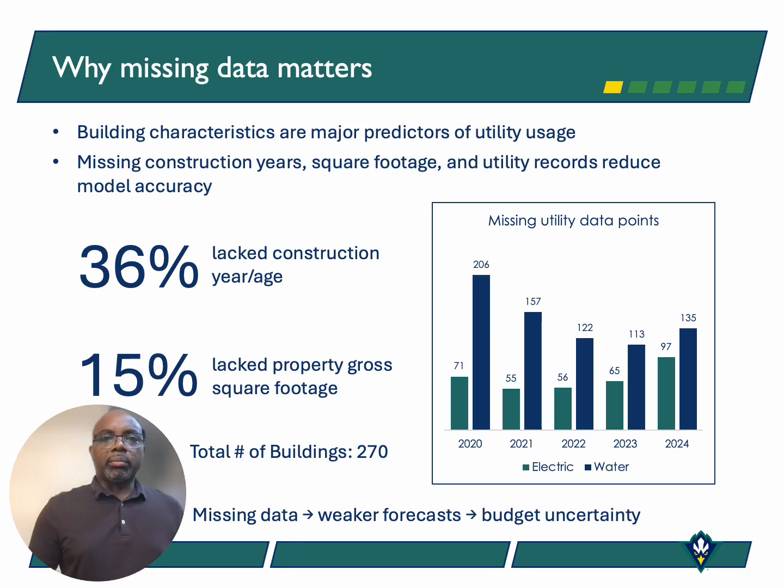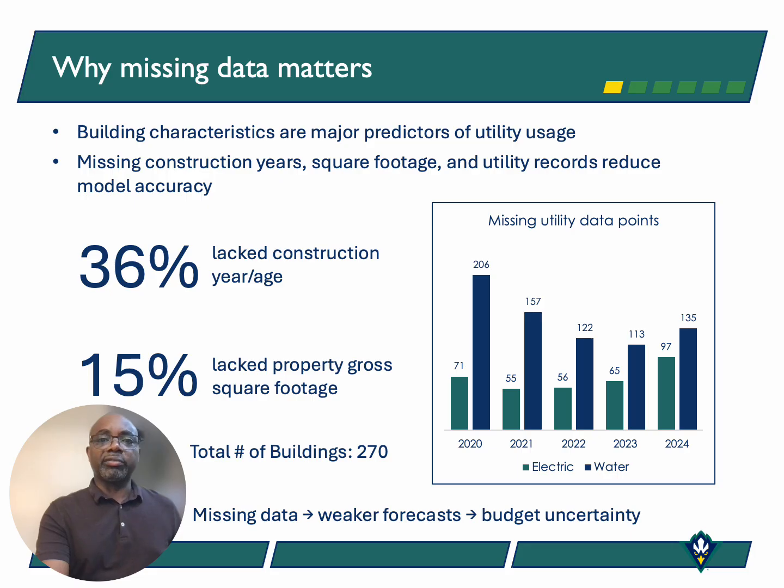Our forecasting models rely heavily on building characteristics such as size, age, and building type because these variables strongly influence energy and water consumption. However, the dataset contained missing construction years, missing square footage, and inconsistent utility records.